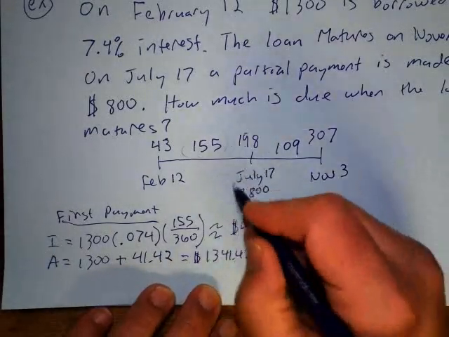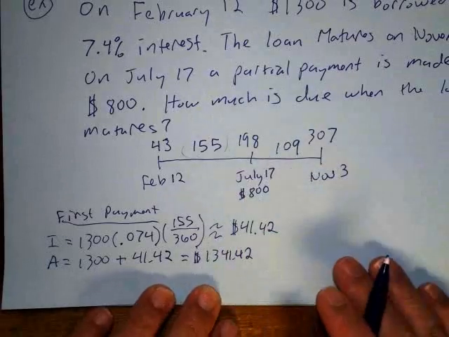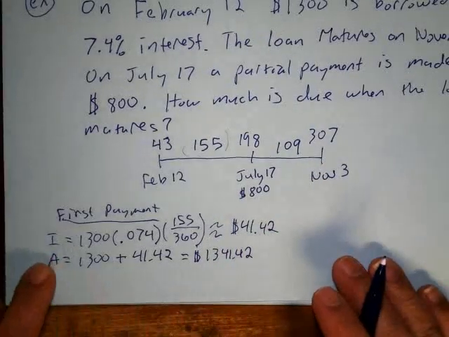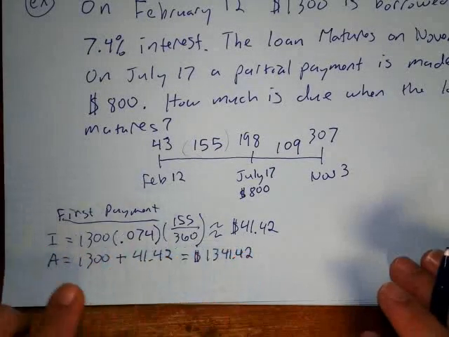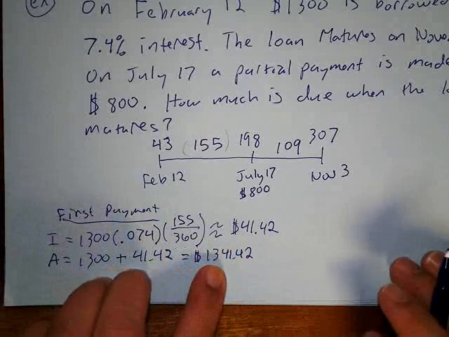That's the amount that I owe on this day. So in other words, if I wanted to pay it off on July 17th, this is how much I would owe. Okay, so this is no different than what we've already been doing. Calculate the interest, and then this is the amount due.